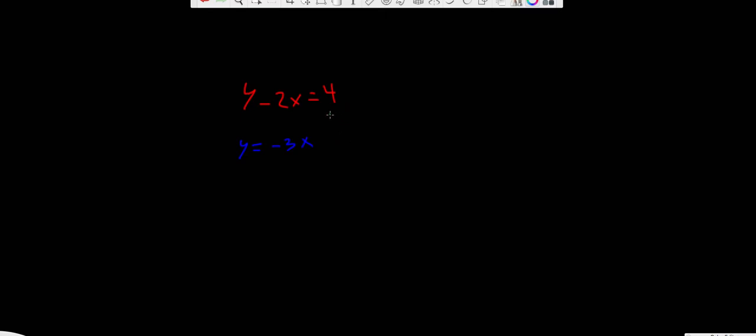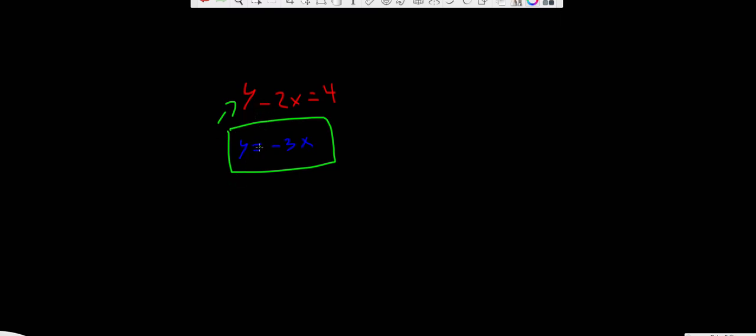So now what we're going to do is use substitution for this as well. So we know that y is negative 3x, and y minus 2x is also 4, right? So we also know that these two y values have to be equivalent at the point of intersection. So therefore, what we can do is substitute this y right here for this y right here. And then we're going to be left with just x's in the equation.